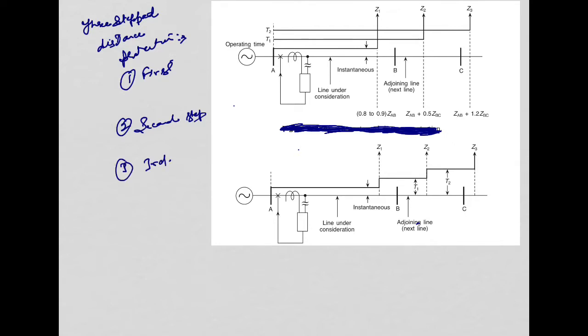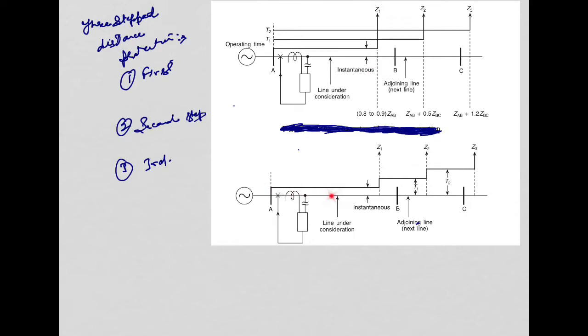Now, some of the rules for that: the first step of the distance protection is to set the reach up to 80 to 90% of the length of the line. Let us suppose that we have the line which needs to be protected, that is A, B and B, C. So the first protection is used up to this point, that is 80 to 90% of the length of the line section, and this is instantaneous protection, so there is no intentional time delay in that.